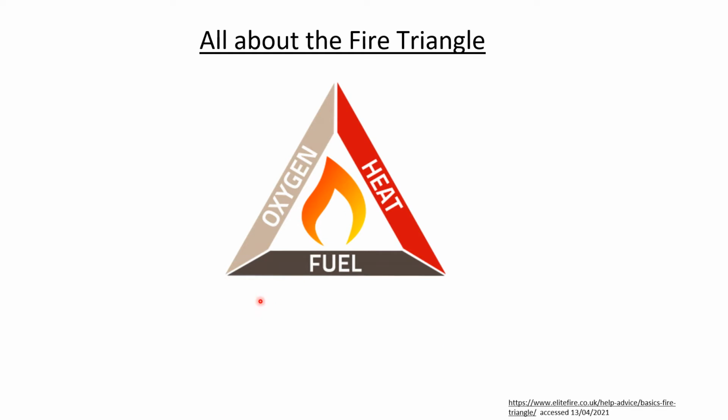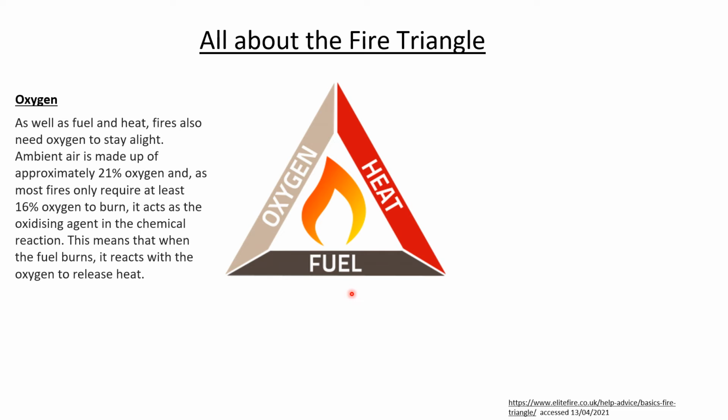As you can see, the fire triangle is made up of 3 parts: oxygen, heat, and fuel. Oxygen is needed for fires to be able to stay alight. The ambient air around us right now is approximately 21% oxygen. And as most fires require at least 16% oxygen to burn, it acts as the oxidizing agent in the chemical reaction. This means that when the fuel is burning, it reacts with the oxygen around us to release heat.